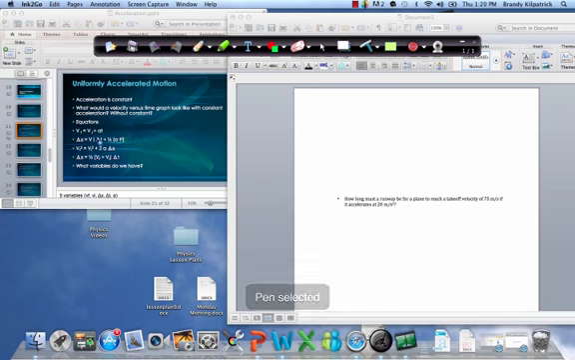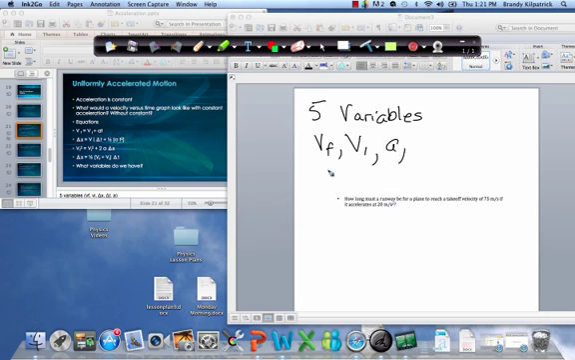When I look at the equations, I have 5 different variables. I have VF, the final velocity. I have VI, the initial velocity. I have acceleration. I have T and delta T. Really, it's going to be the same thing, so time. And then I also have delta X, which is my change in position or displacement. So I have 5 variables.